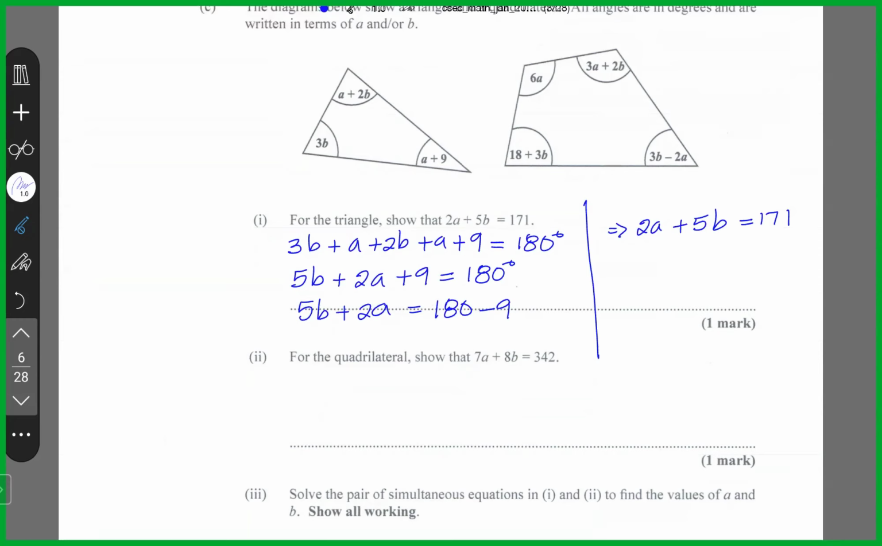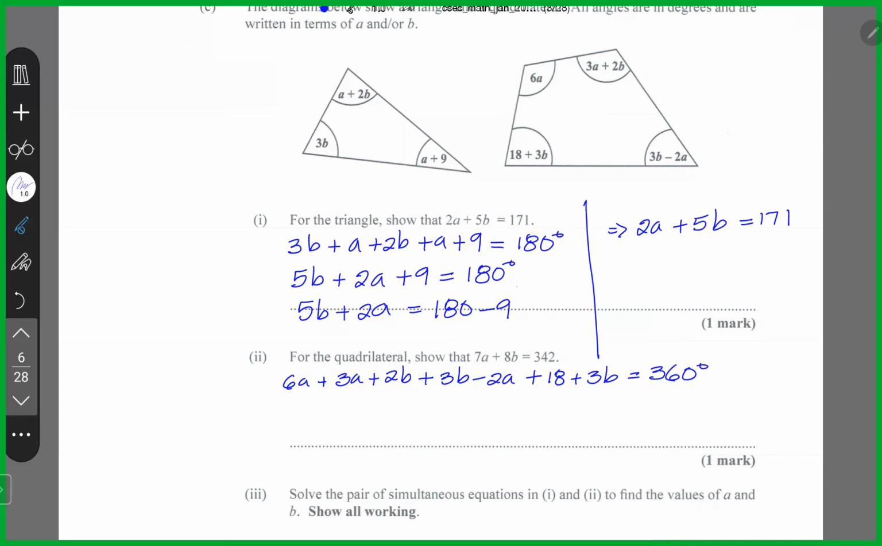Now, the angles in a quadrilateral must add up to 360 degrees. Starting at 6A, we have 6A plus 3A plus 2B plus 3B minus 2A plus 18 plus 3B is equal to 360 degrees.